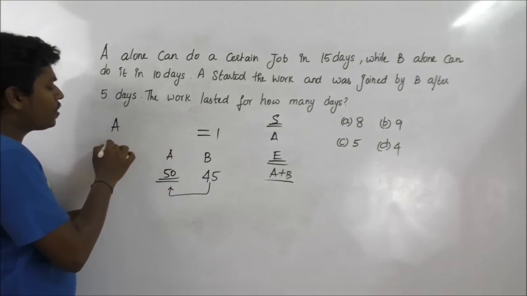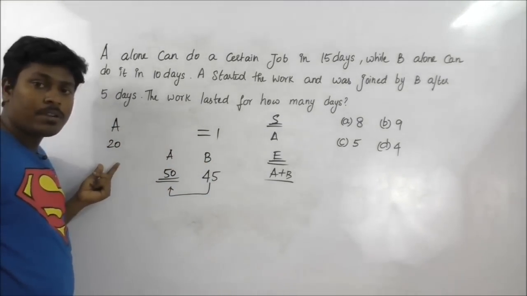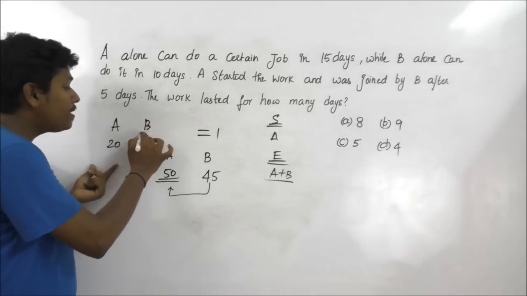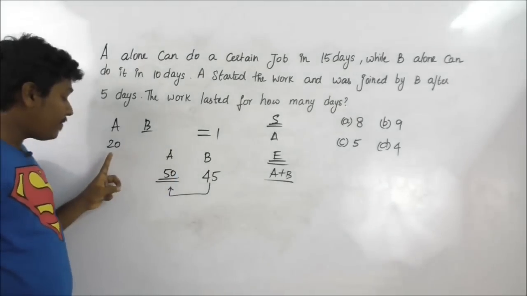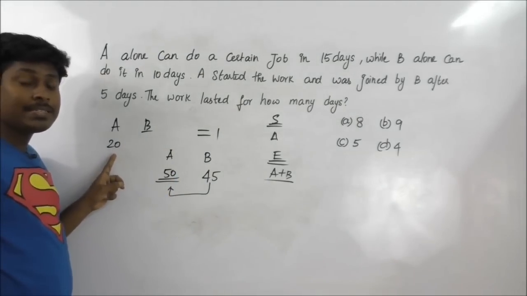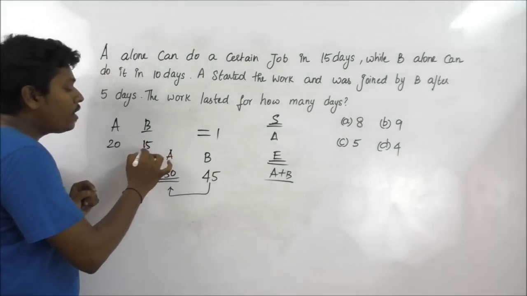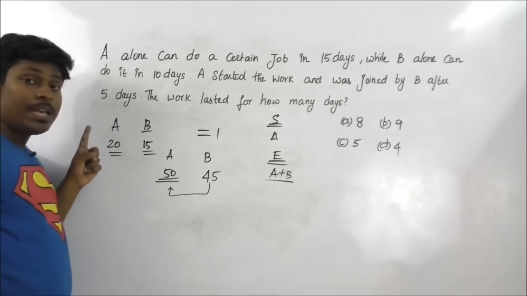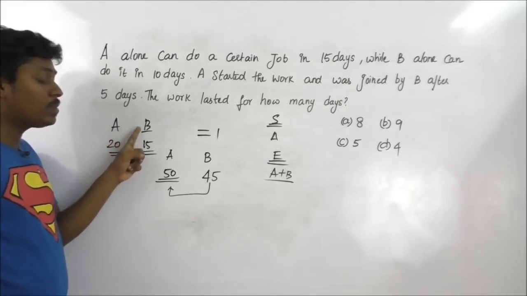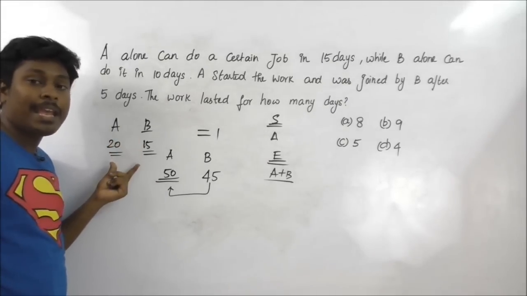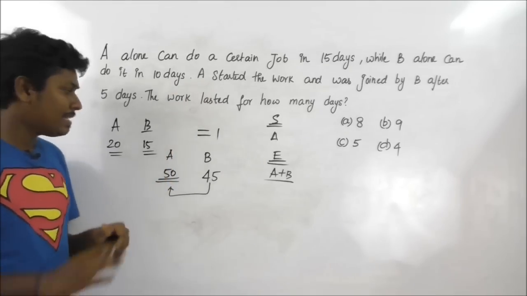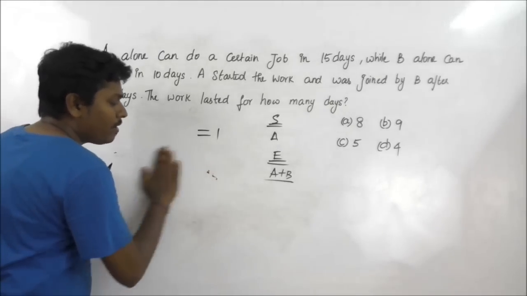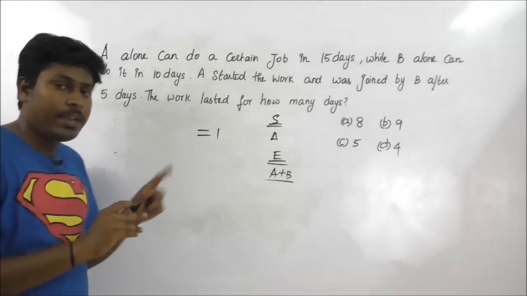If A worked for 20 days, what about B? Just remember, B has joined after 5 days. So if A completes a job in 20 days, B should have worked for 15 days. So there should be a gap of 5 days between A and B. That's what the question says. Similarly friends, and finally we know it equals 1.